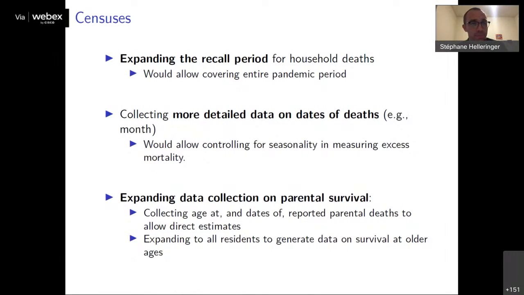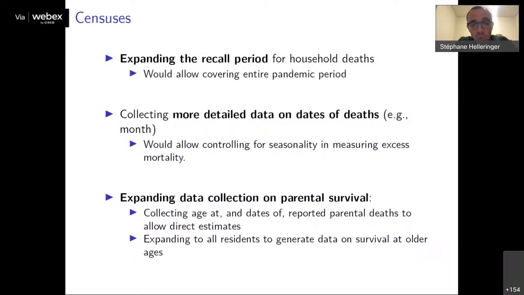Another aspect that we're discussing and that seems to emerge as a recommendation also is to collect more detailed data on dates of death. Many censuses only collect data on whether the death occurred within the past 12 months without any further detail, whereas statistical models of excess mortality very often require the month of death to infer the presence of excess mortality. So collecting this would be extremely helpful.